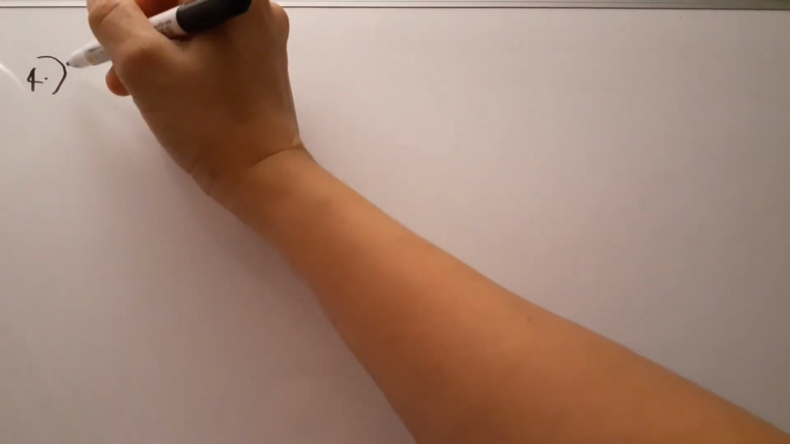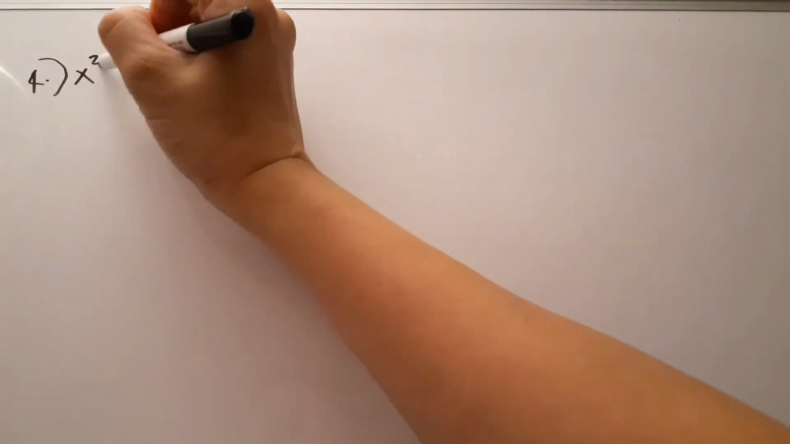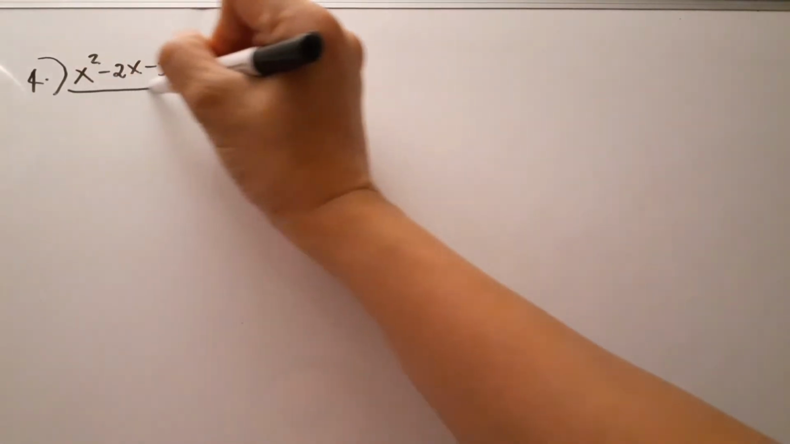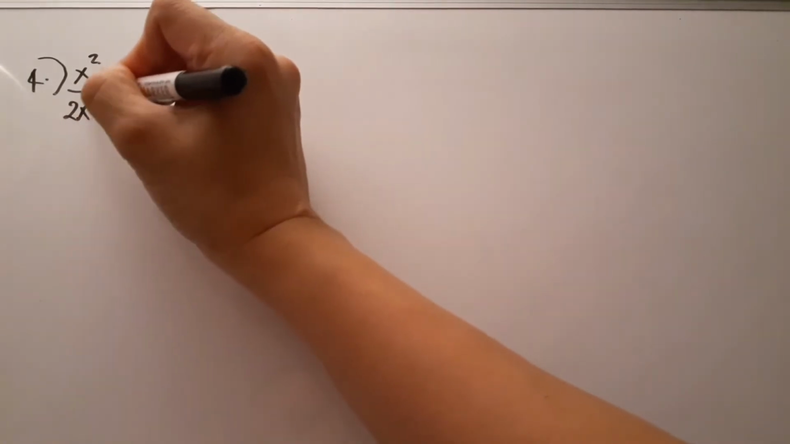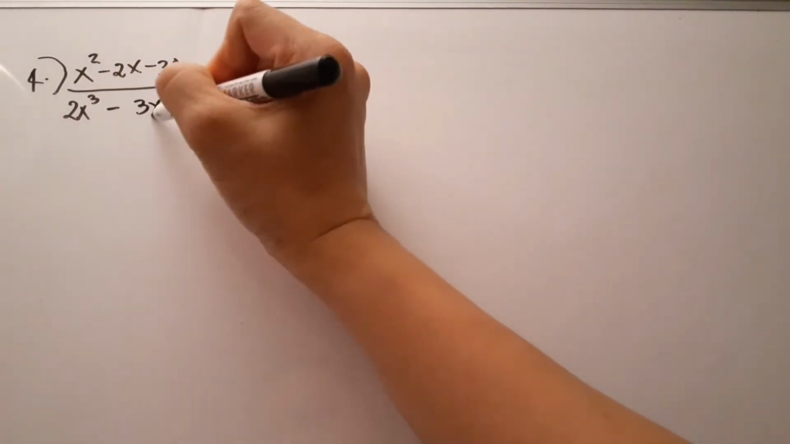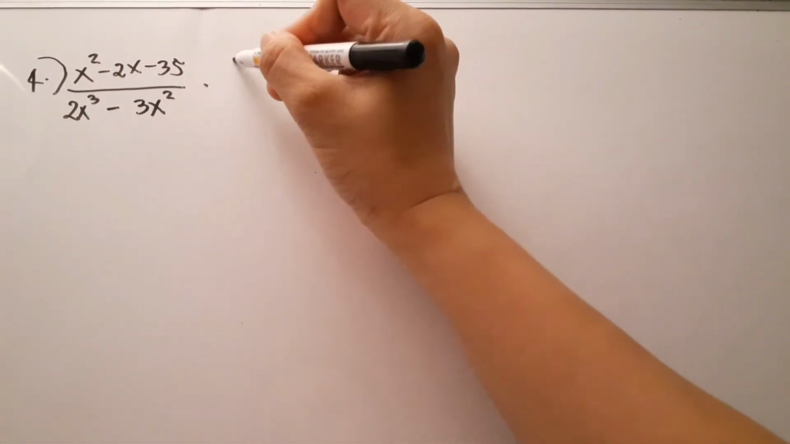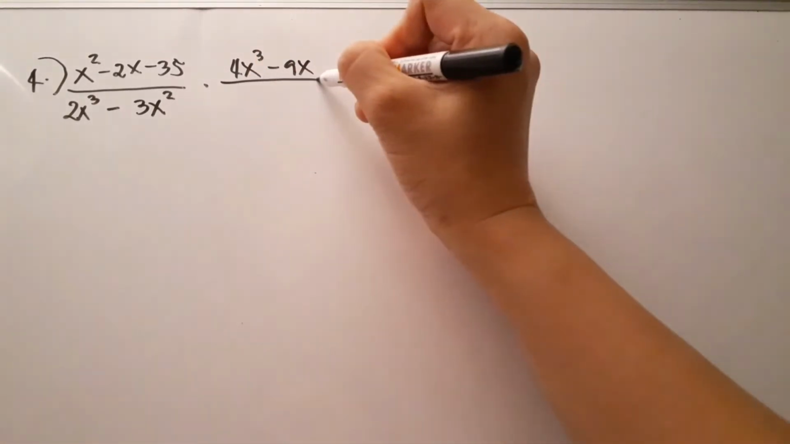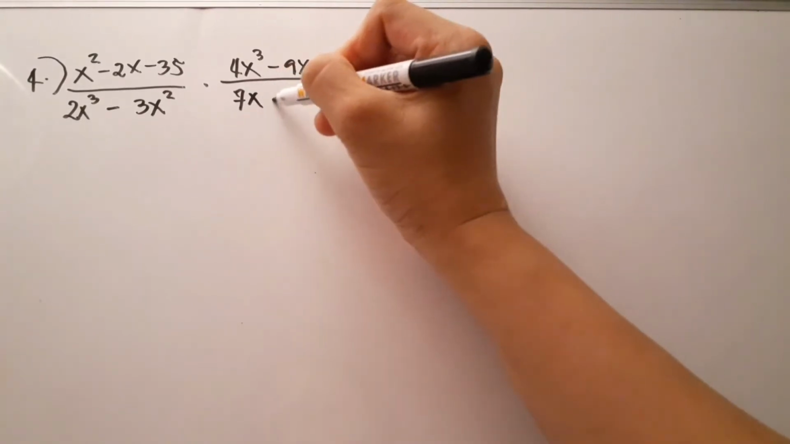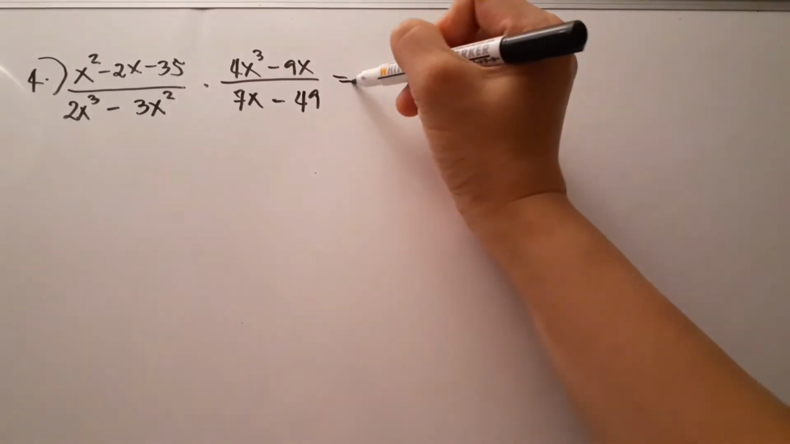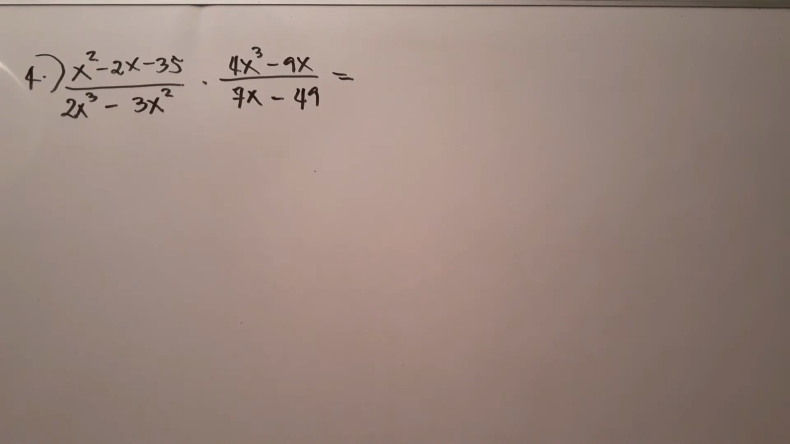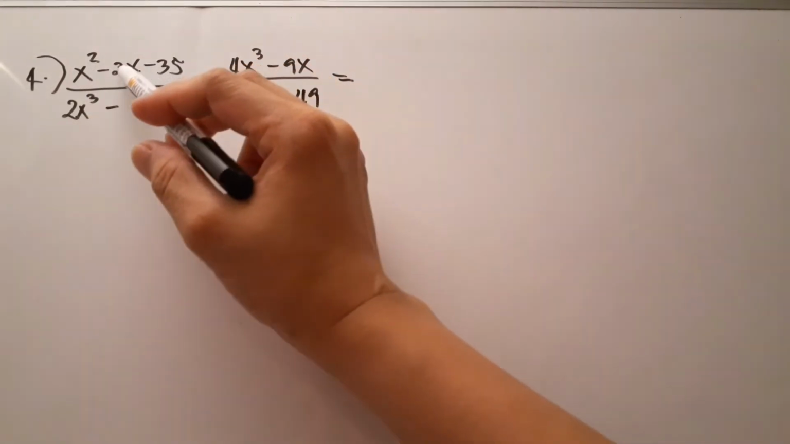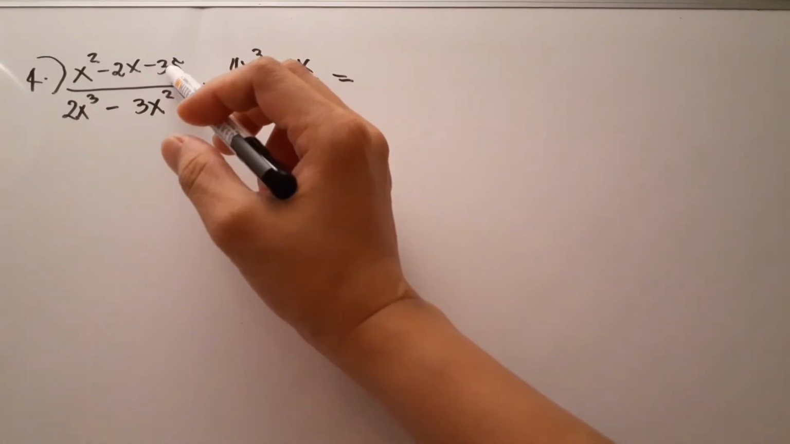And then let's have another example, number 4. We have x squared minus 2x minus 35 over 2x cubed minus 3x squared, multiplied by 4x cubed minus 9x over 7x minus 49. So we factor out before we multiply. Factor x squared minus 2x minus 35, first.